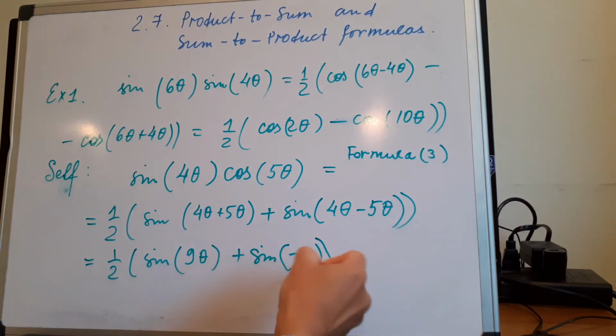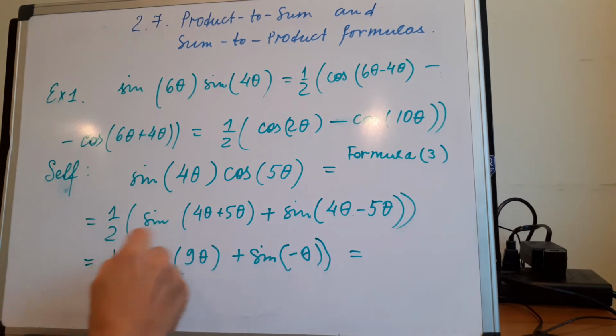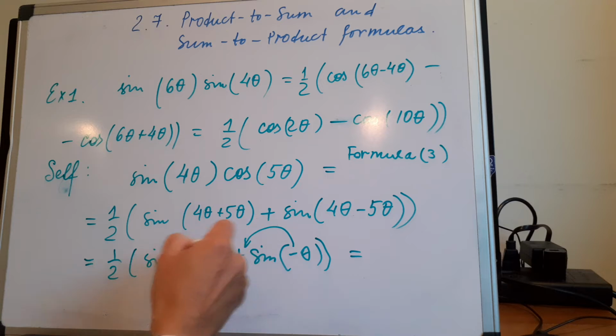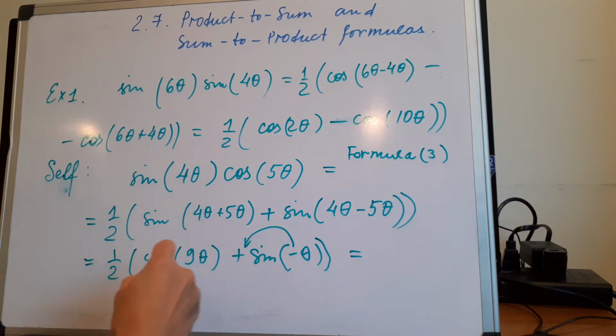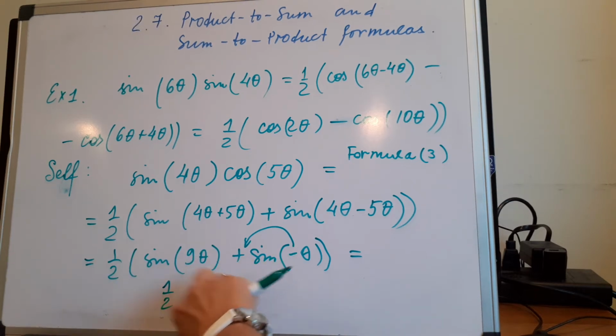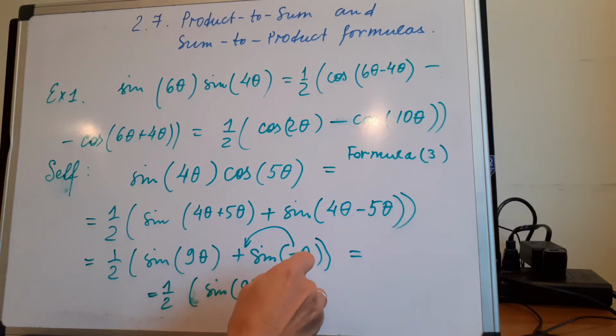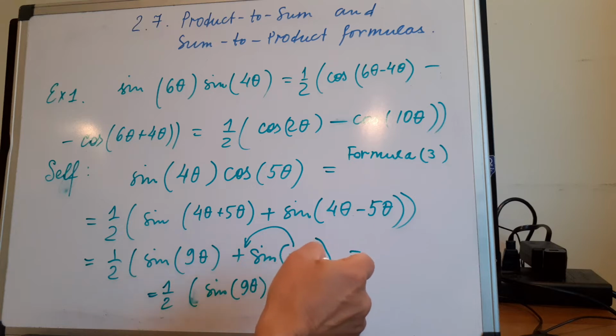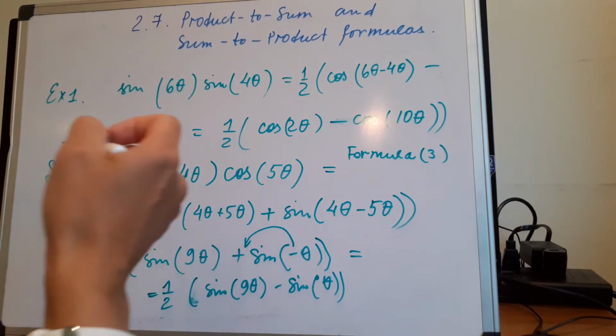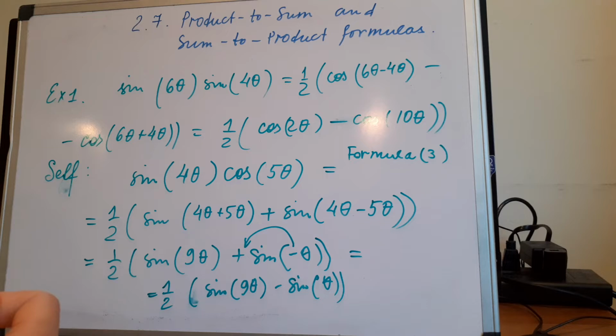Well, what I'm going to do with this minus theta, I'm going to use the fact that sine is an odd function and the minus can jump outside. And I'm going to rewrite it as 1/2, sorry, not equal sign before 1/2, sine of 9 theta minus sine of theta. That's going to be the final answer. Okay, these are examples of use of these formulas.